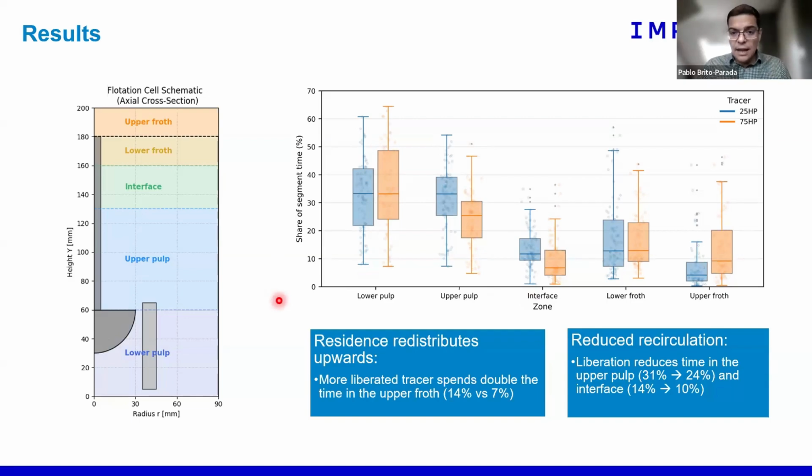What we see is that the residence time redistributes upwards. We have more liberated tracers that spend more time in the upper froth, and we can quantify it, 14 versus 7%, which is something that we haven't done in the past.